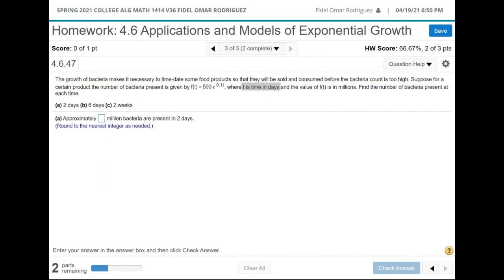Anybody know for 2 weeks? How many days are in 2 weeks? 14. 14. And there you go. And that's exactly what you would put for part C. Very good, perfect. So I'm hoping that we did problems 1 and 2, and for number 3, all you're going to do is evaluate that function at 2, at 6, and then again at 14, right? So I'm hoping that makes a little bit more sense at least.